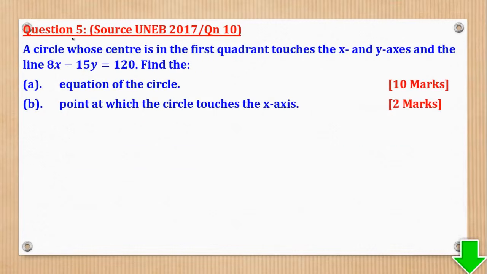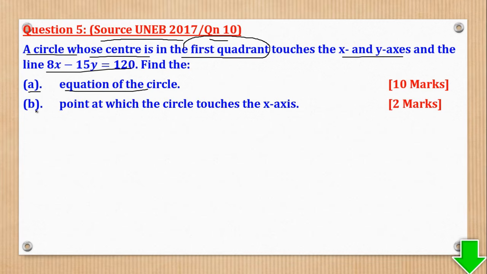So now we shall go to question 5, which came from UNEB 2017 paper 1 question 10, and says a circle whose center is in the first quadrant touches the x and y axis and the line this. Find part A, the equation of the circle, and part B, the point at which the circle touches the x-axis.